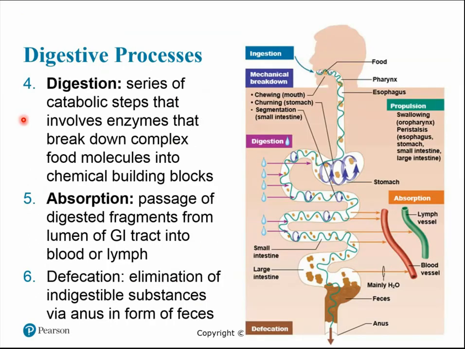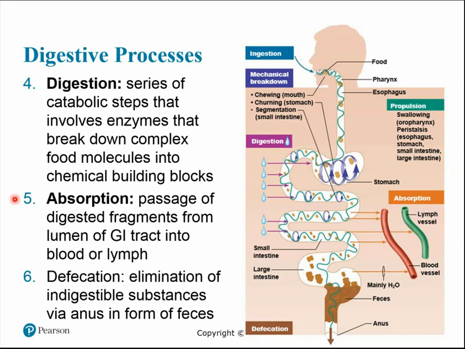The fourth digestive process is digestion. So this is the chemical digestion part. It's going to use a lot of enzymes to chemically break down these foods and nutrients into their most basic building blocks. So proteins will be broken down into amino acids, fats will be broken down into simple fatty acids, and carbohydrates and starches will be broken down into simple sugars.